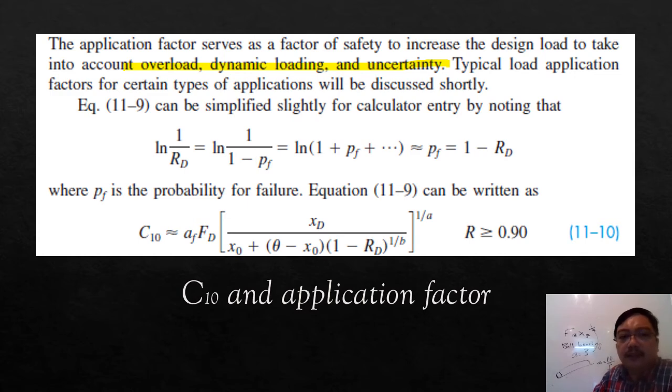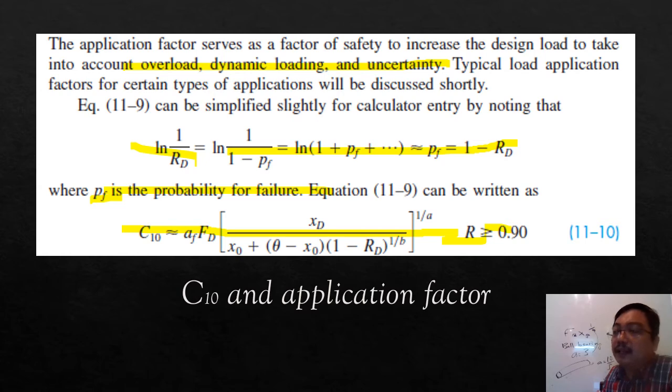In the equation, it can be simplified for the calculator by noting that ln RD equals to, and you get R equals 1 minus RD, and P is the probability of failure. C10 is the equilibrium factor, and you get RD, R equals more than 0.9. So you can go for 90% probability.